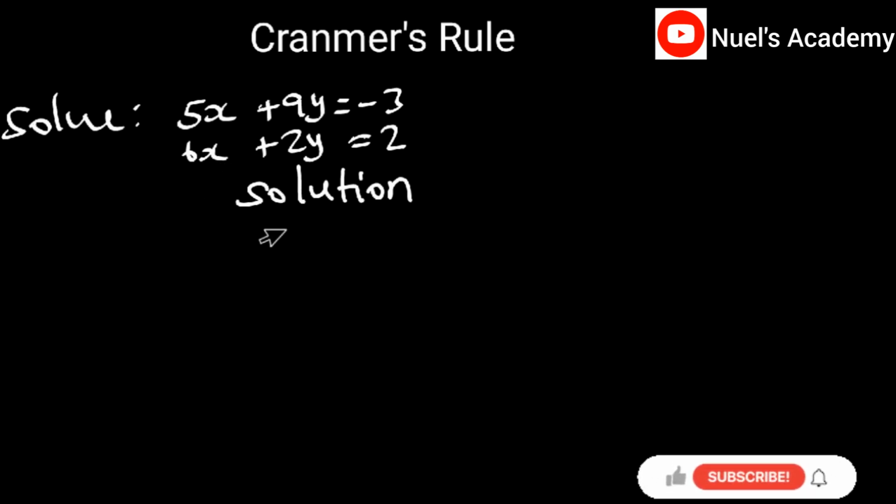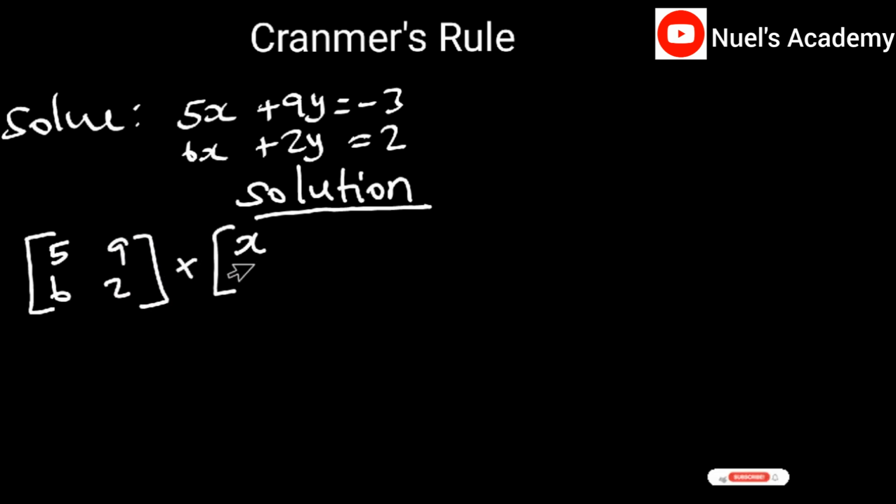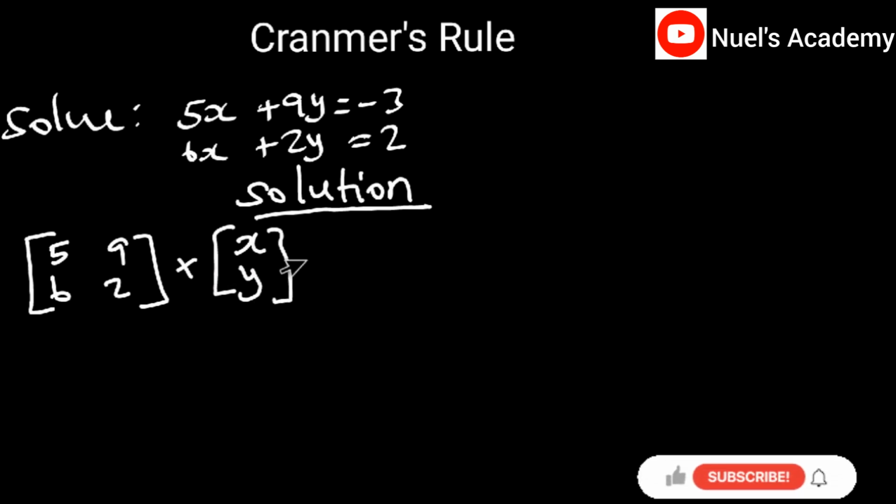In this lesson we'll be focusing on solving simultaneous equations using Cramer's rule. So assuming we are given this equation to solve, the first step is to form a matrix from the coefficients of x and y. Here, the coefficients of x are 5 and 6, and the coefficients of y are 9 and 2. They are going to multiply with the variables that we're looking for, which are x and y, and then equate it to the constants, which are minus 3 and 2.